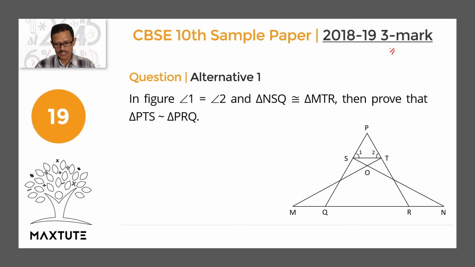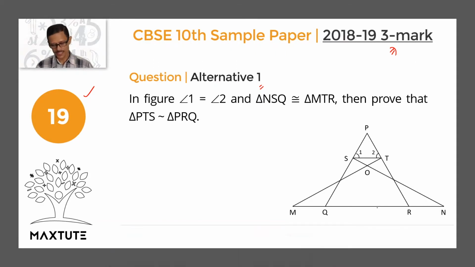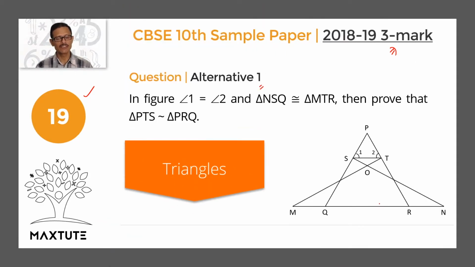The solution to a 3-mark question that was given as part of the sample paper by CBSE in 2019 for class 10 math. Question number 19, this question had two alternatives. We're looking at solutions to both the alternatives in this video. Both these questions appeared from triangles. Reasonably interesting question, medium difficulty question. Let's start with the first of the alternatives.